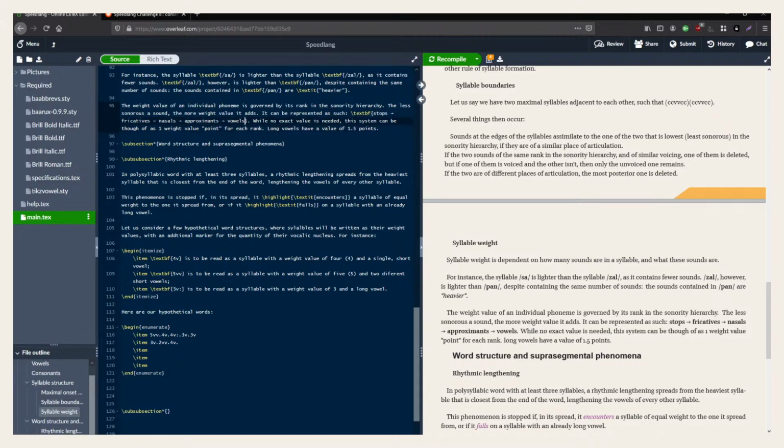Oh yeah, I see how it's confusing. So in your mind, it went 1 for stop, 2 for fricatives, 3 for nasals, 4 for approximants, and 5 for vowels. Yes, including onsets. I might insert some variations for where in the syllable it is, as I did in my other conlang, but I don't want to deal with that right now. I'm going to go for something simpler, because that's a Speedlang.